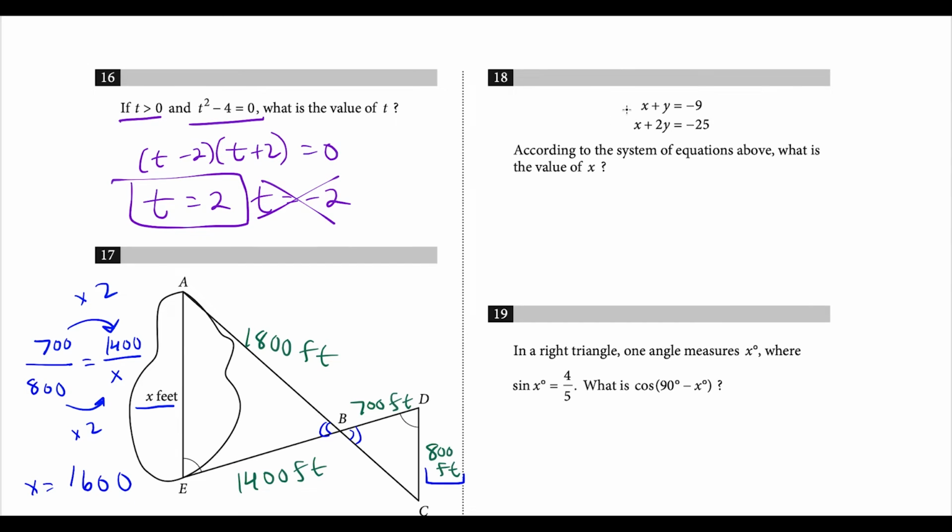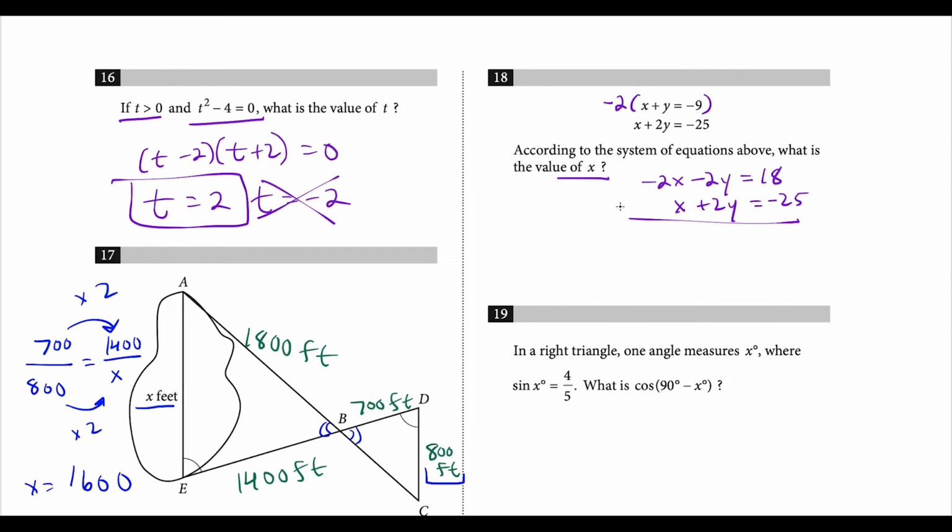Question 18, we're solving a system of equations, and we're solving for x. So that means we could eliminate the variable y. So what I'll do is I'll multiply the top equation by -2, and that's going to give us -2x minus 2y equals positive 18 when we multiply across. And then we're just going to rewrite the bottom equation, x plus 2y equals -25.